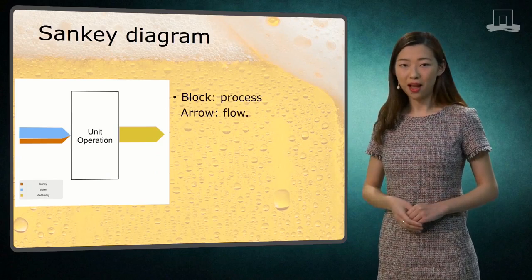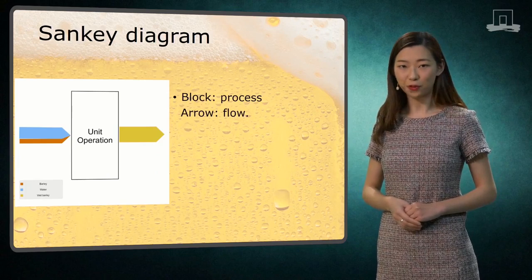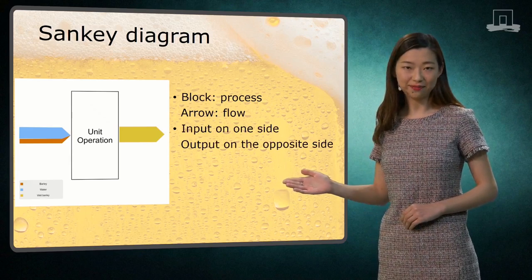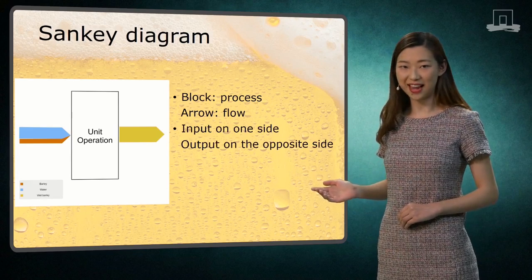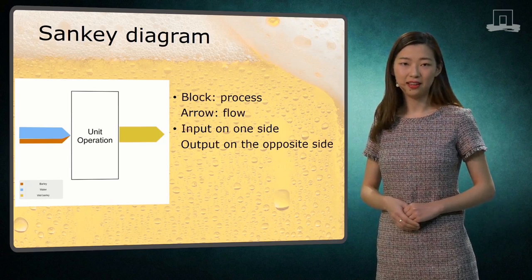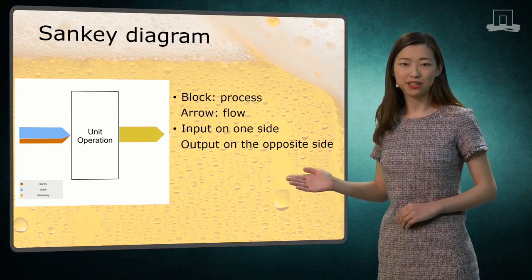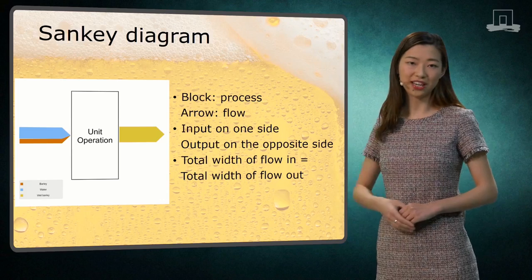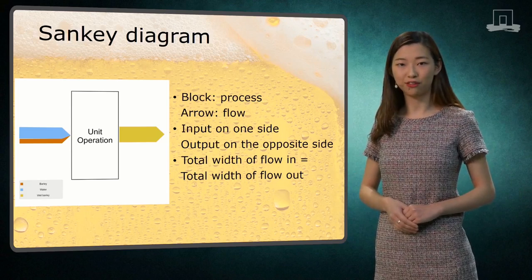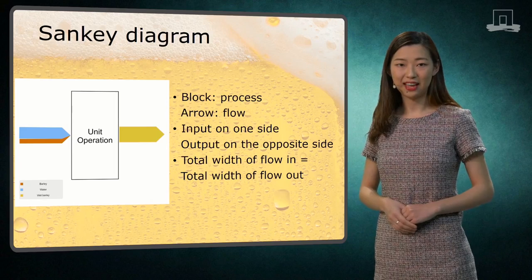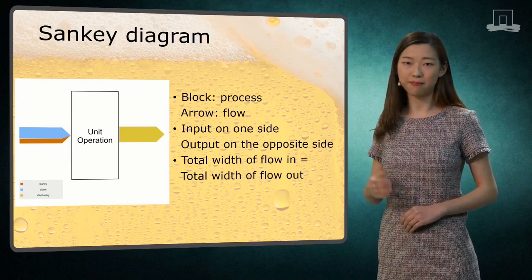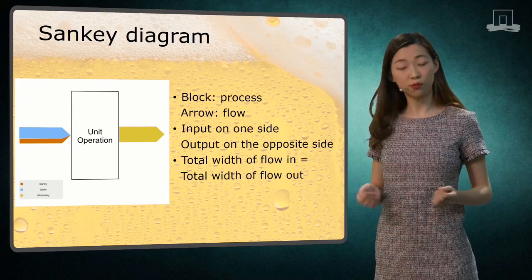In the diagram, the blocks stand for unit operations and the arrows stand for flows. Our input flows are located at the same side and our output flows are the opposite side, with the input and output shown by the direction of the arrow. The total width of the input arrow is always equal to that of the output part. This is because the width of the arrow is proportional to the amount of the material in the process. The Sankey diagram is useful in showing any conserved quantity, such as the mass balance, energy balance, consumption of water, etc.